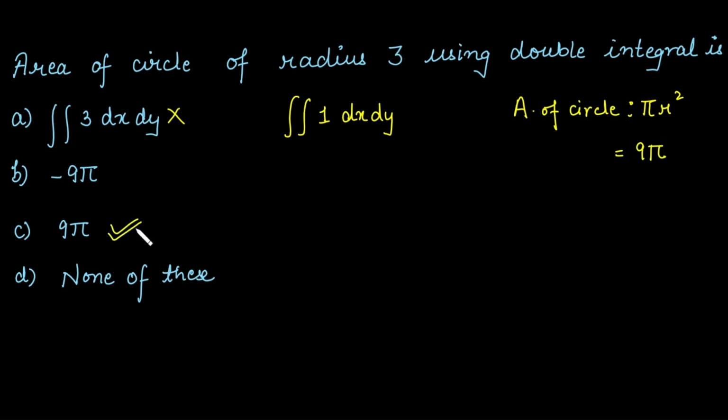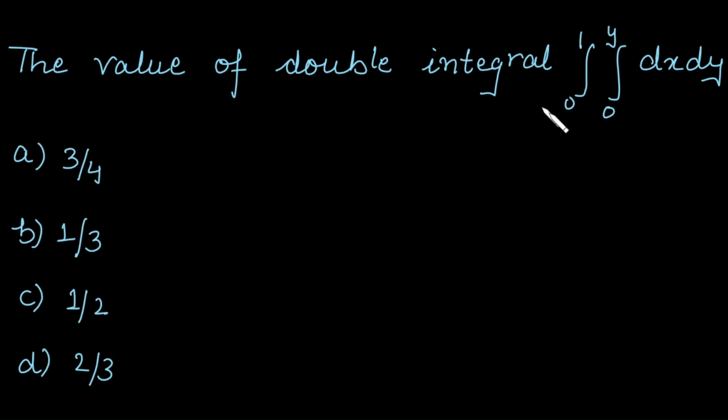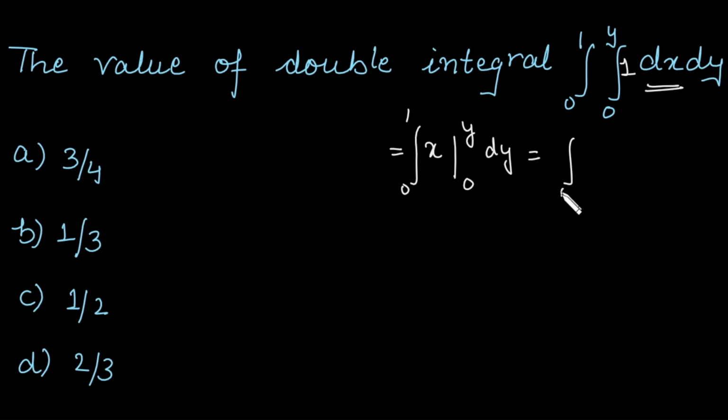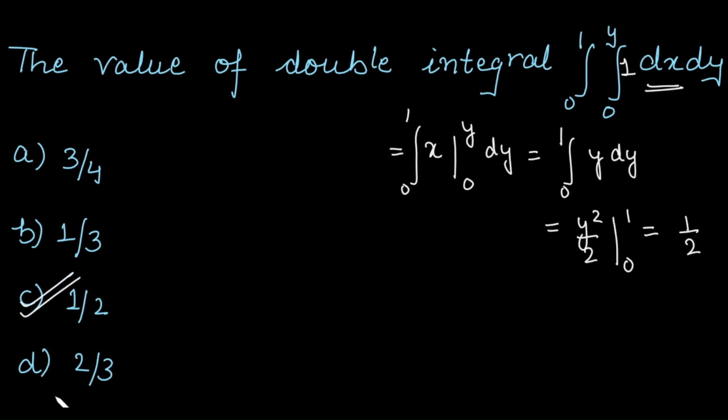So option C. Next question is the value of this double integration is what? So first integrate with respect to x. Function is 1. Integration of 1 with respect to x is x. Limit for x is 0 to y. Outer integration as it is. This is equal to 0 to 1, y minus 0, dy. Take integration with respect to y, that is y square by 2. Limit for y is 0 to 1. This implies 1 by 2 is the answer of this double integration. Hence option C is correct.